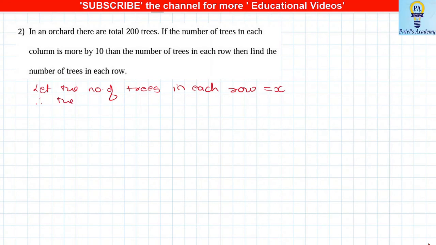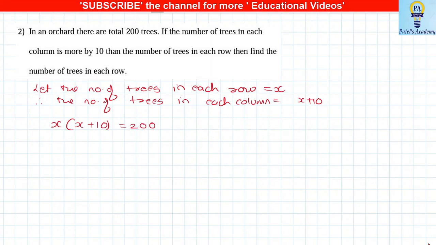Therefore, the number of trees in each column, the condition given is 10 more, so that is x plus 10. So we have x, number of trees in each row, and in column it is x plus 10, and when you multiply that, we get the total number of trees. So that is x into x plus 10, that is 200.